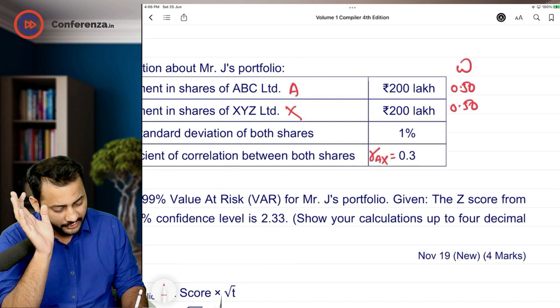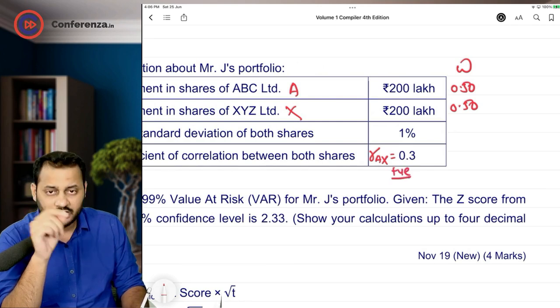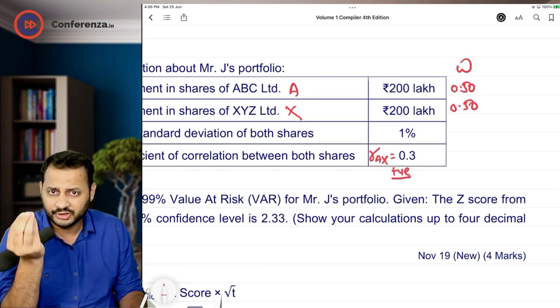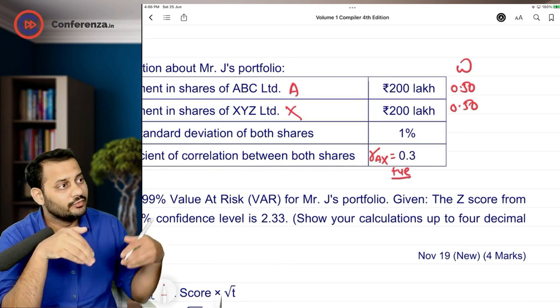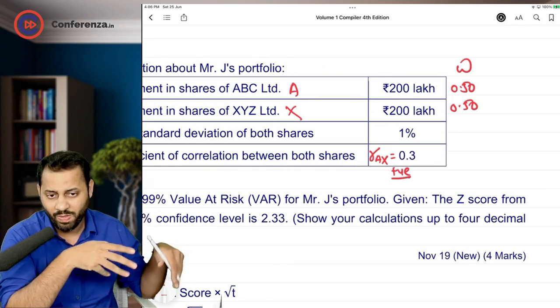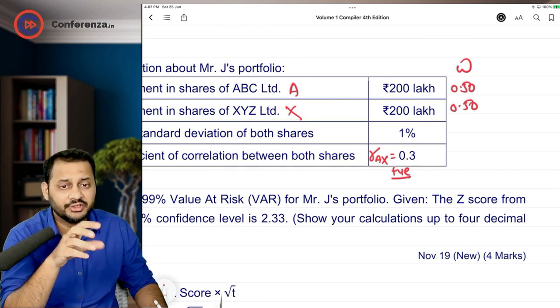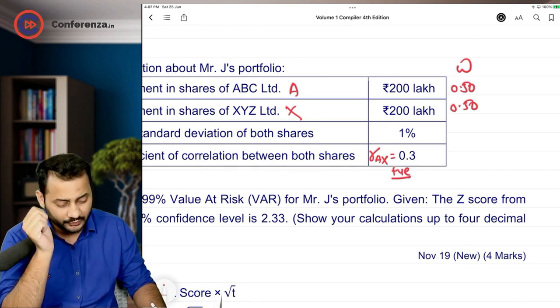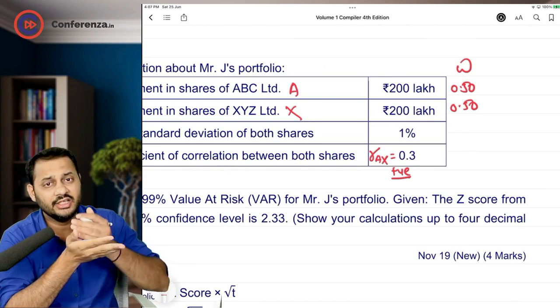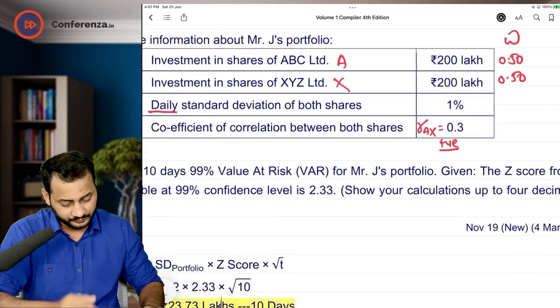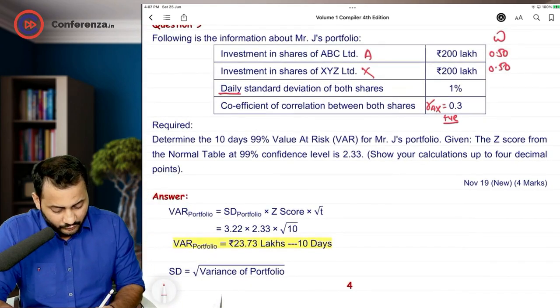First of all, the correlation coefficient is positive here. So the direction of movement of both the shares will be same. Either both will go up or both will go down. Second, 0.3 shows the extent to which the shares will go. That is only 0.3 of the other share. Now, what you are required to determine is 10 days VAR.